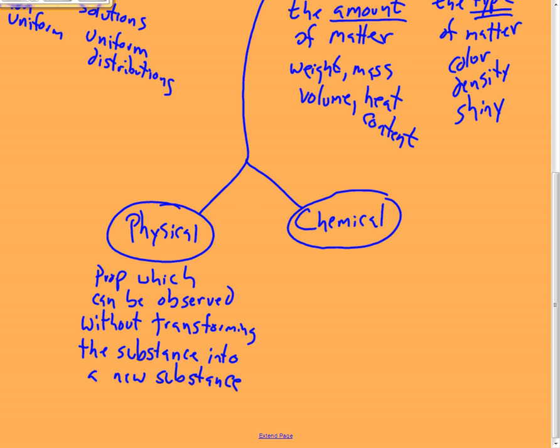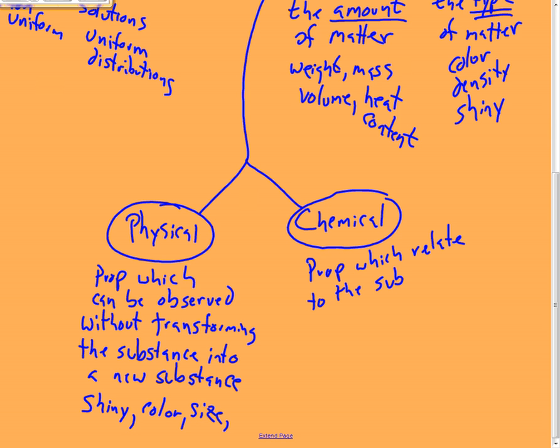So a property which can be observed without transforming the substance into a new substance is a physical property. And those things are, hey, shininess, color, size, mass, those things are physical properties. Chemical properties are properties which relate to the substance's ability to transform into a new substance.